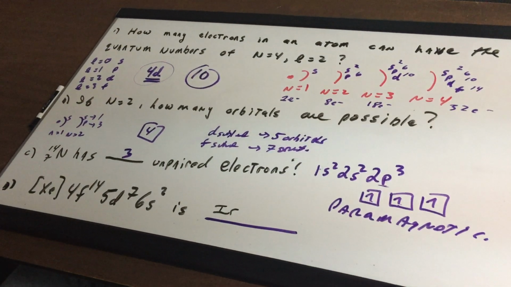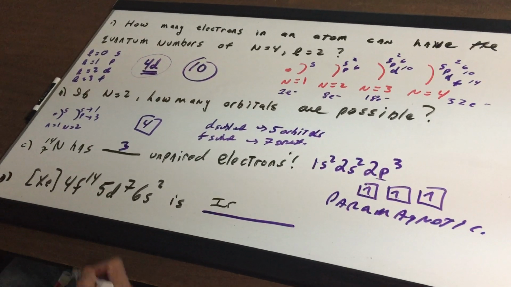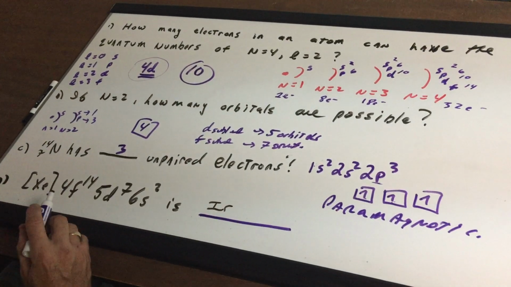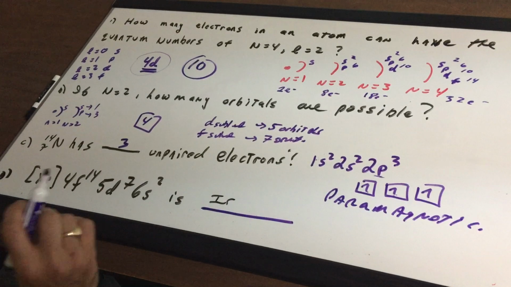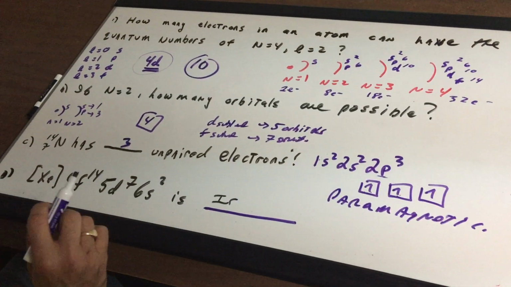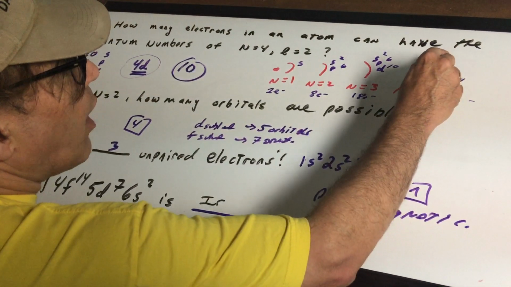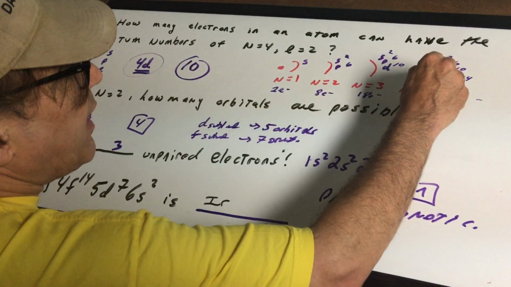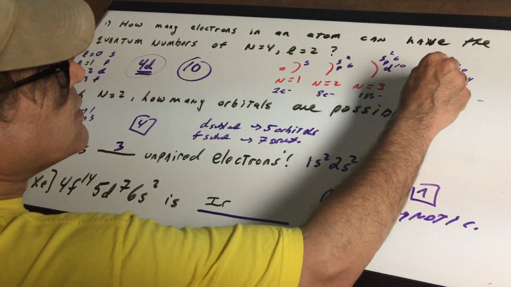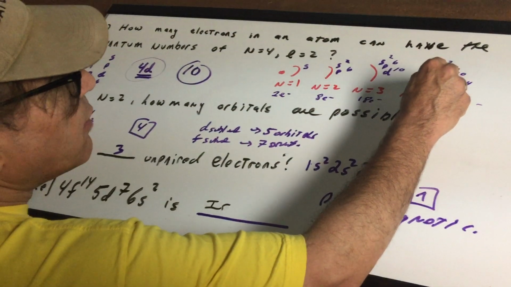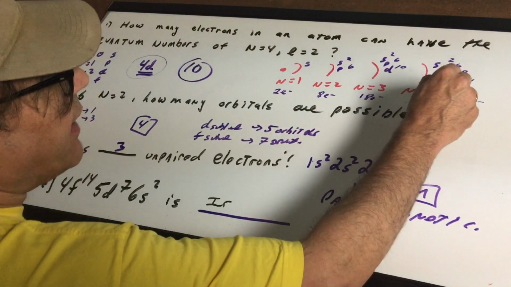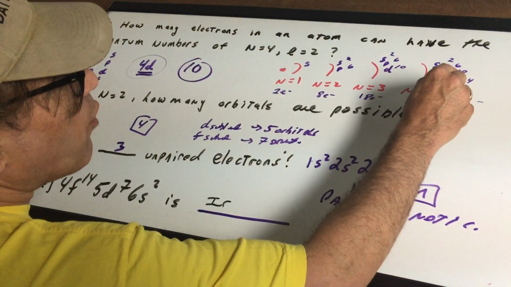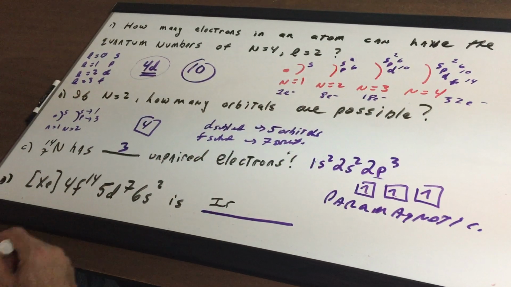Letter D. Xenon 4f14, notice the F can hold 14 electrons. Any orbital can hold 2 electrons maximum. As you can see, this is 2. Since there are 3 P's, we can hold 6. Since there are 5 D orbitals, we can hold 2 in each, which is 10. And there are 7 F orbitals, 2 in each is 14.